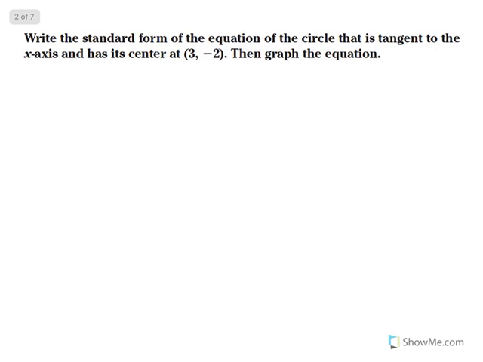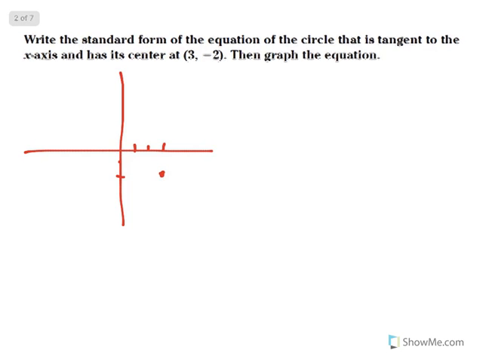All right, so let's play around with this for a little bit. Write the standard form of the equation of a circle that's tangent to the x-axis and has a center at (3, -2). I'm going to draw a graph of that because I cannot see it without it. So center at (3, -2): 1, 2, 3, go down 1, 2. So it's probably about here is the center.